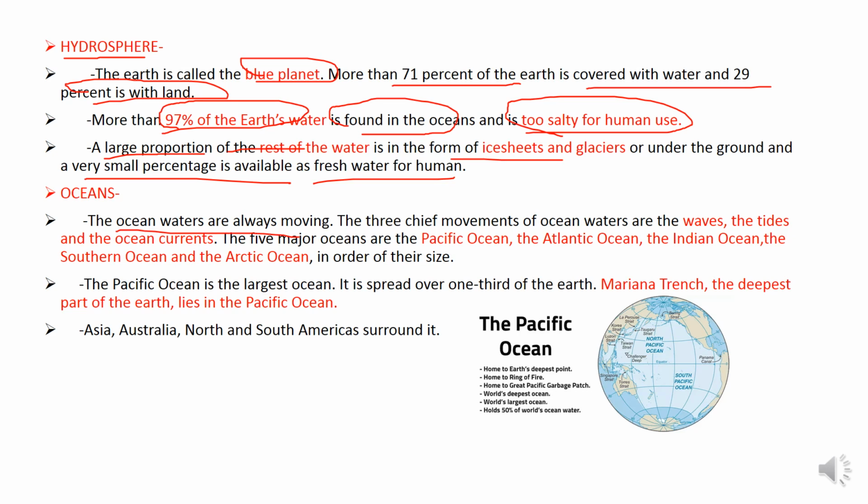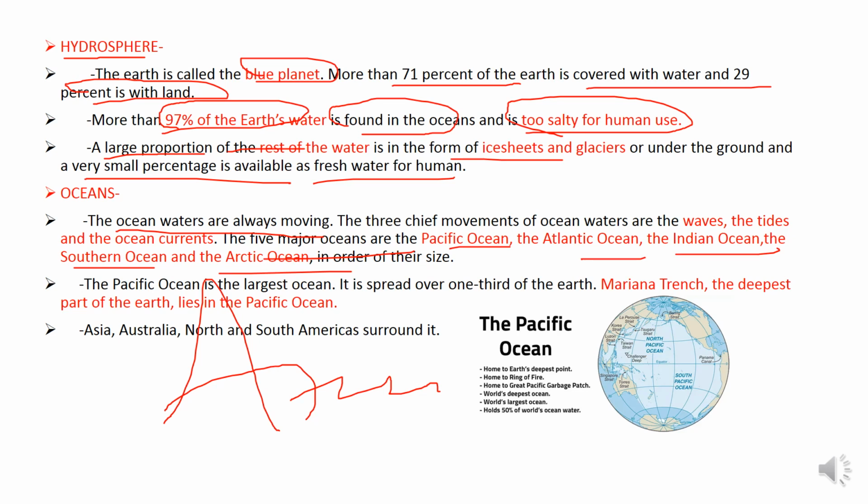The ocean waters are always moving. The three chief movements of the ocean waters are the waves, tides, and the ocean currents. The five major oceans are the Pacific Ocean, Atlantic Ocean, Indian Ocean, Southern Ocean, and the Arctic Ocean in the order of their size. Pacific Ocean is the largest ocean.